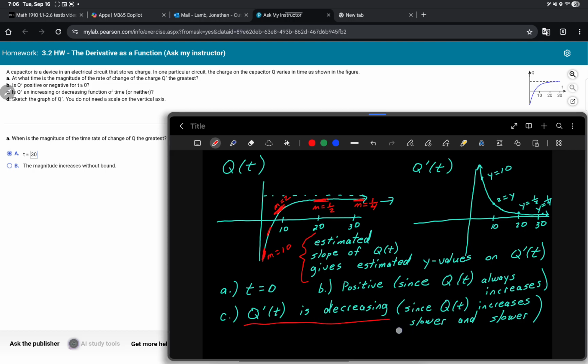And again, that's because Q of t increases at a slower and slower rate. The slopes stay positive, but they get less positive. So the y values of the derivative stay positive, but they get less positive. All right, hopefully this helped make sense out of this problem.